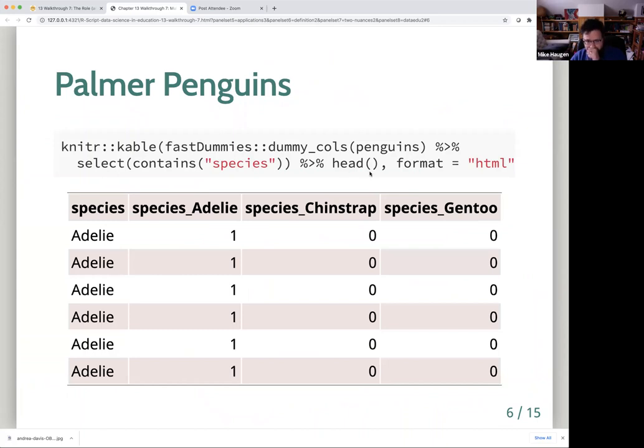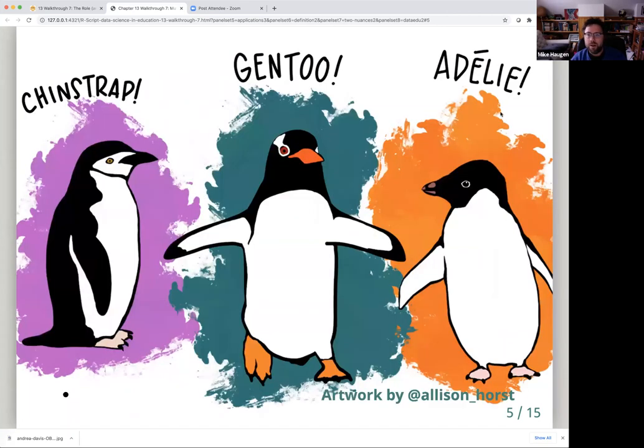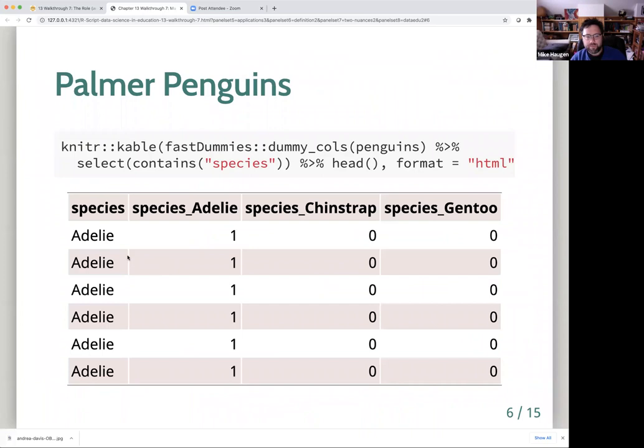So here are some more dummy variables, with fast dummies, dummy cols, penguins. Again, we see the Adelie here. Anytime you have the presence of that particular factor, there's a one, and if it's not, it's a zero. And of course you'll notice this is adding columns to your data set, right? So if you have a lot of data, there's potential that you're really adding a lot to it.